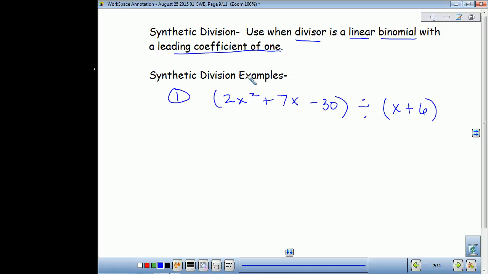Now, synthetic division is really cool, but you got to pay attention. You can't zone in and out. So if you ate too many carbs for lunch, shake it off and pay attention for a few minutes. All right.